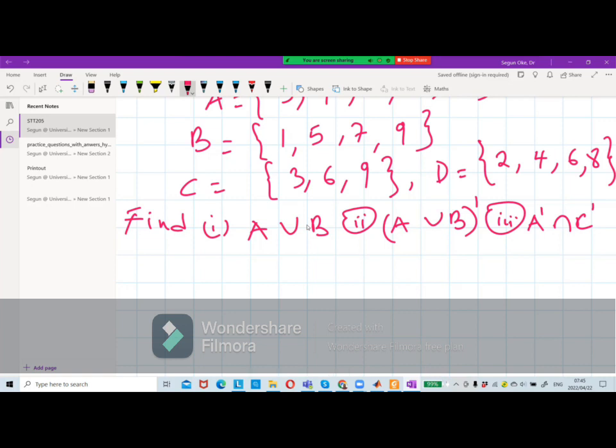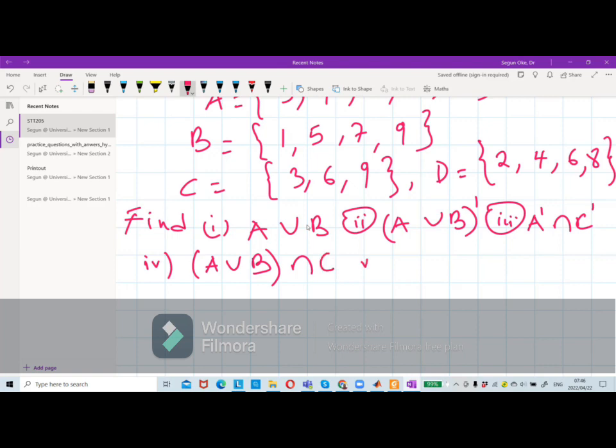Intersection means the common elements among them, while the union means combining them without repeating any element twice. So when you are adding the sets together, that's the union between the two, without repeating any elements twice. So Roman figure 4, we have (A union B) intersection C.